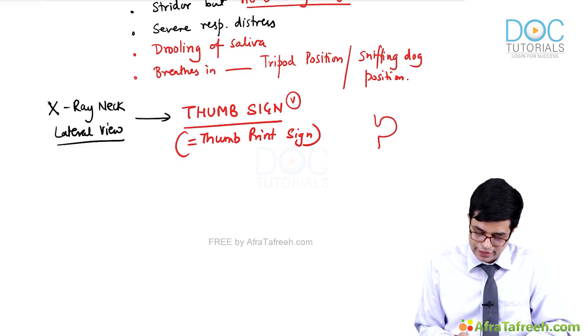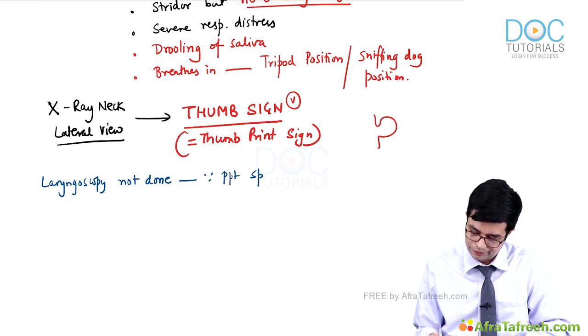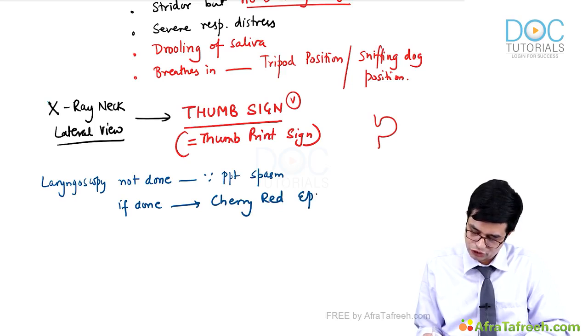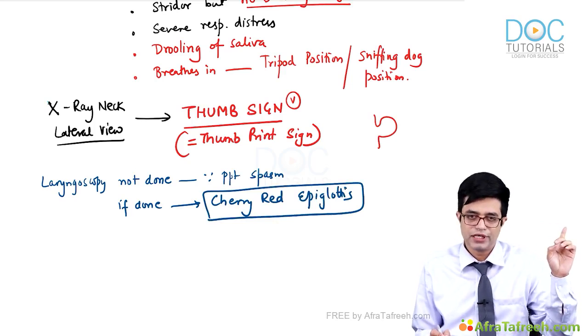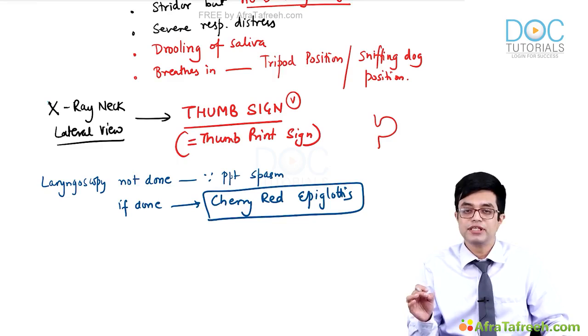Remember that laryngoscopy should not be performed in acute epiglottitis because it can precipitate spasm of the airway. But if done, it shows an appearance called cherry red epiglottis. So theoretically speaking, omega epiglottis was a feature of the non-inflammatory condition laryngomalacia, right? Cherry red epiglottis is seen in the inflammatory infectious condition called acute epiglottitis.